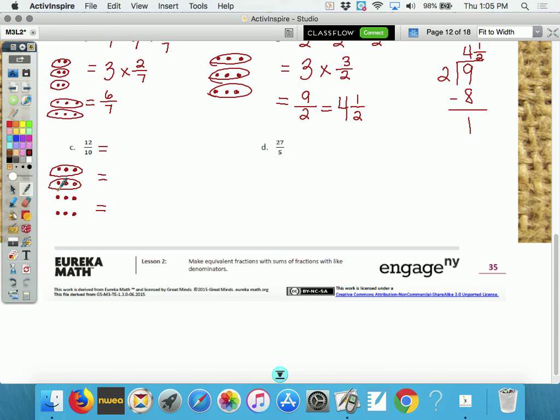And then circling it helps me with my repeated addition. So there's your array. So this will be 3 plus 3 plus 3 plus 3. So I'm going to have 4 fractions there. Does the denominator change? No.